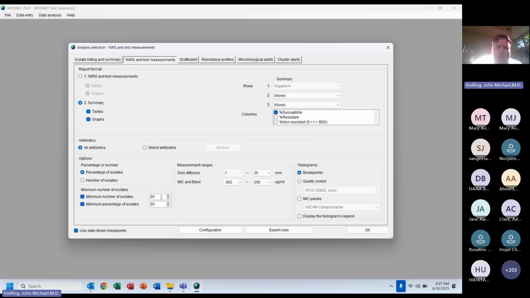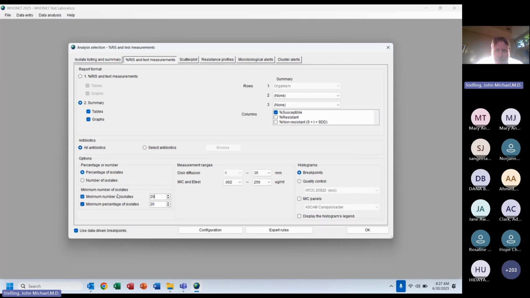Why did we choose 20 instead of 30? The official recommendation is 30. We put 20 just to show you a bit more. As I said, if you have 29 Salmonella typhi, that's important information. It didn't reach that magic number of 30, but it's still important information. So by showing you 20, we're showing you more. And then if you don't want to tell the clinician, just delete the row. So we put the threshold a little bit less so that you can make a decision.